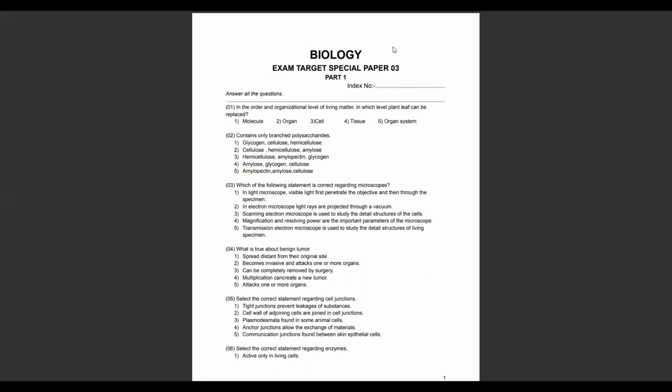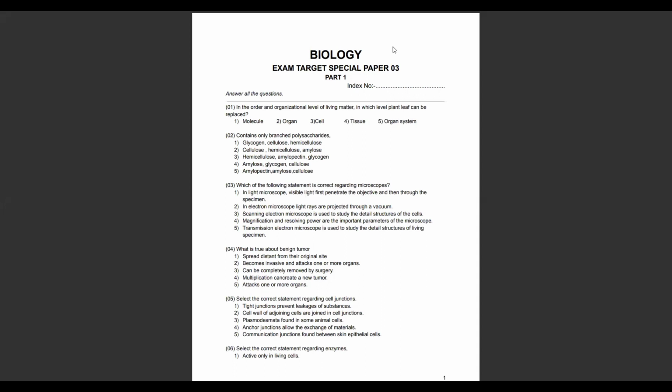Biology, exam target special paper 3, paper discussion. Let's start with the MCQ part. Question number 1. In the order and organizational levels of living matter, in which level can a plant leaf be placed?